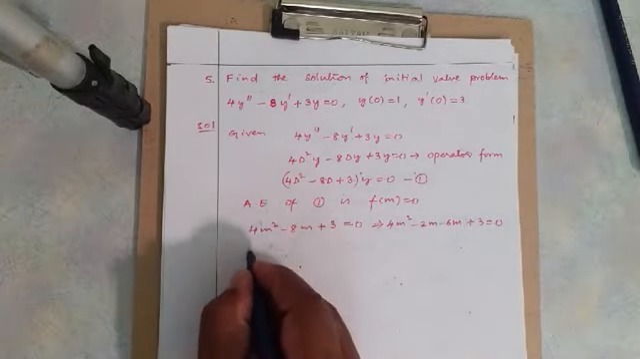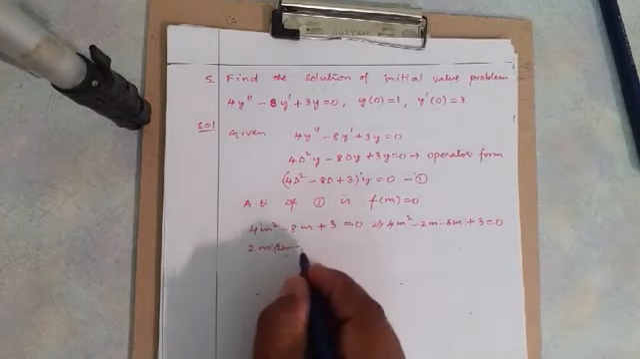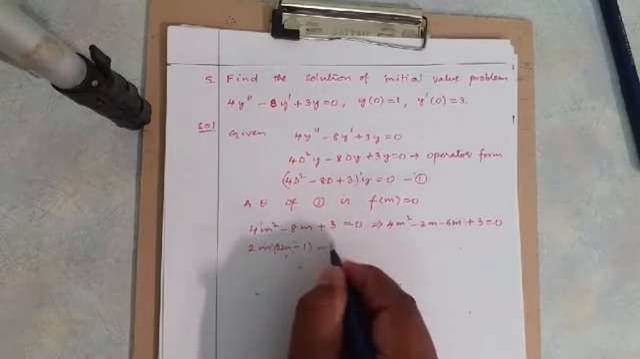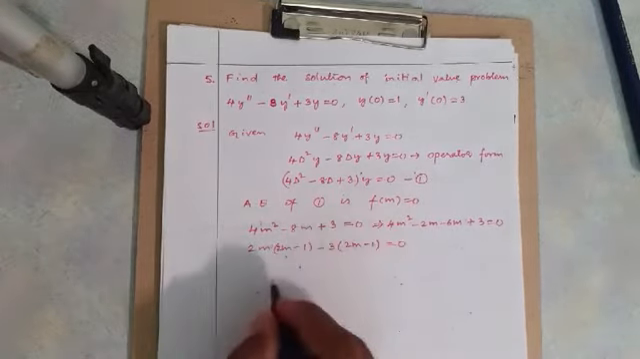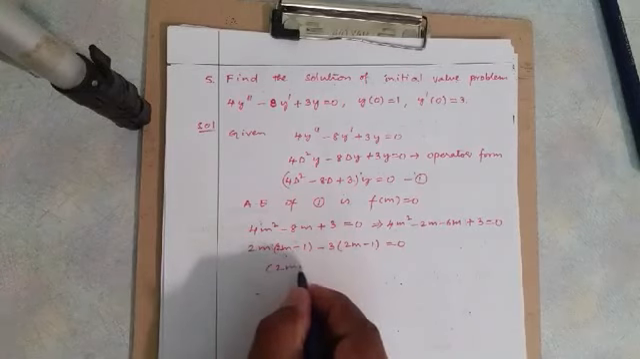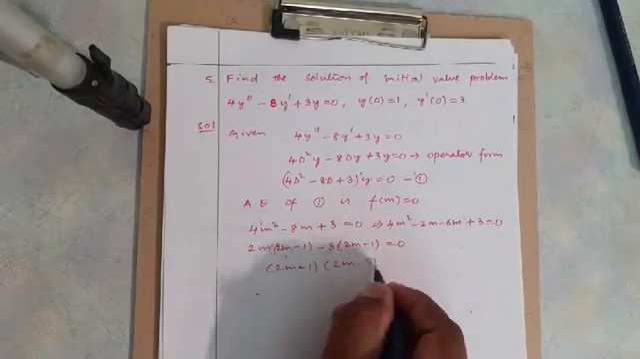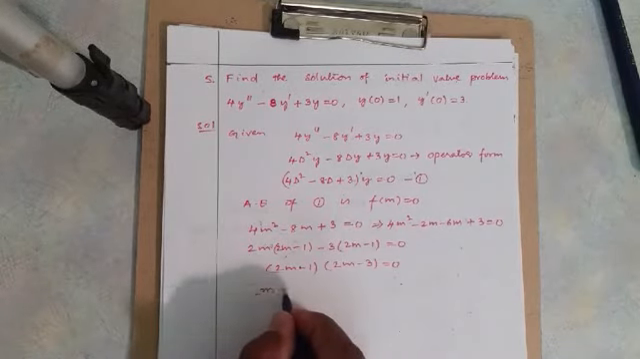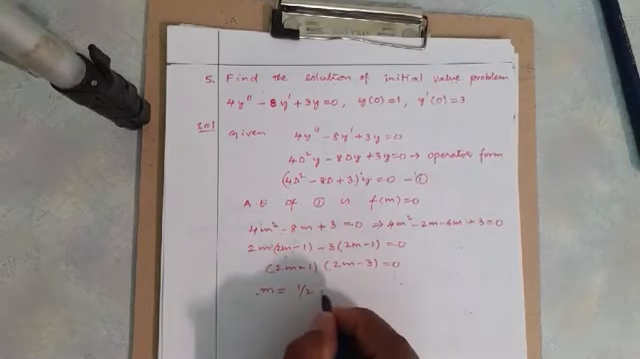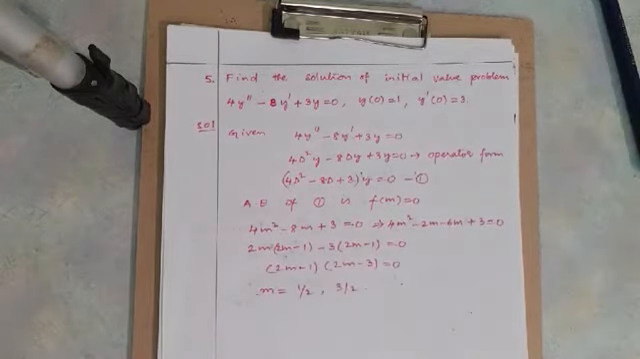Now when you take out common, so 2m, then 2m into (2m − 1) − 3 into (2m − 1) is equal to 0. Then (2m − 1)(2m − 3) = 0. So you get roots are m = 1/2, 3/2. Okay. So these are the roots now.